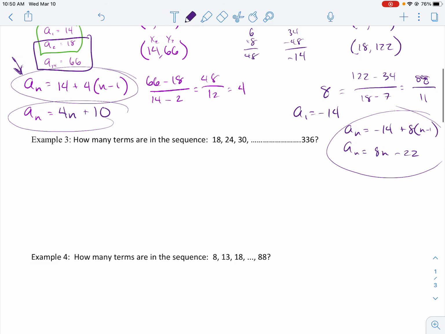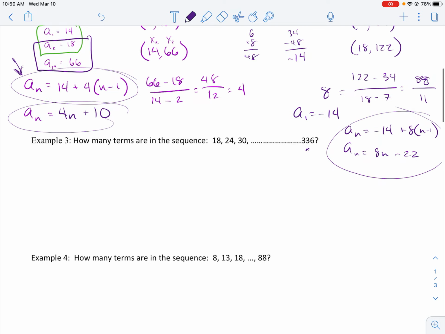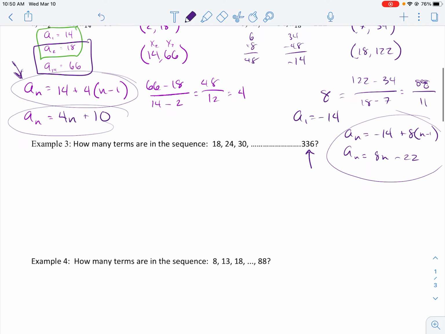Example 3: how many terms are in the sequence? Okay, so we want to know what term we're ending on here. In order to do so, we need to figure out what our sequence is first. It looks like we're increasing by 6 each time. So let's start with writing our nth term here: 18 plus 6 times n minus 1.